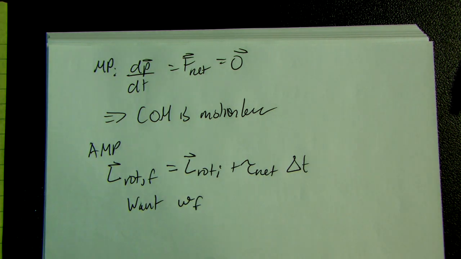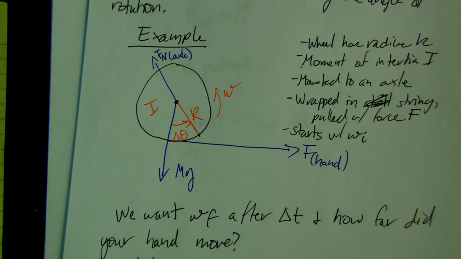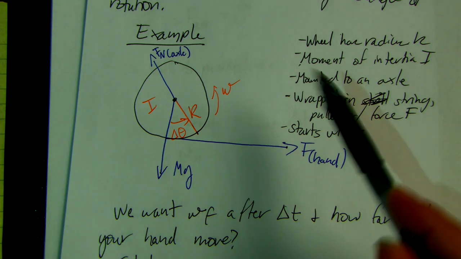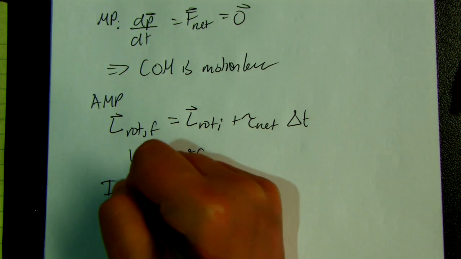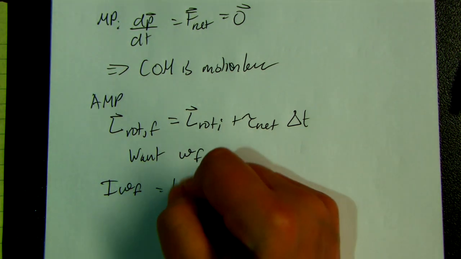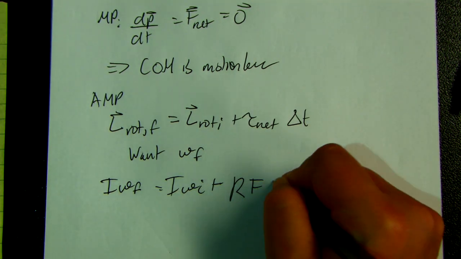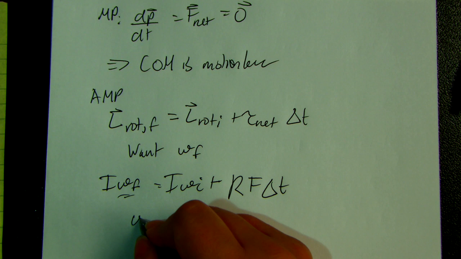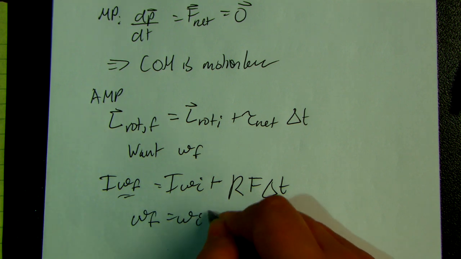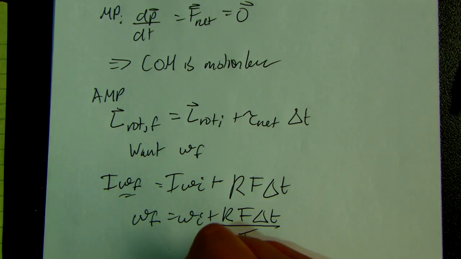And we know expressions for angular momentum in terms of quantities we were given. So this is a problem. We don't have any numbers. We just have concepts. So we're going to solve in terms of I, omega, r, etc. So I omega final for L rotational final is equal to I omega initial plus tau net delta t. That's just r F delta t. And so we want to solve for omega final. It's equal to omega initial plus r F delta t over I, and done for part 1.